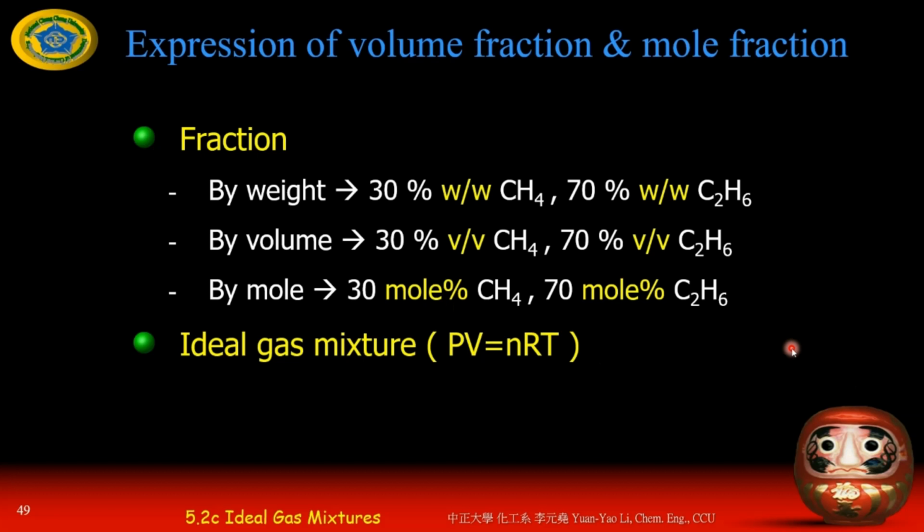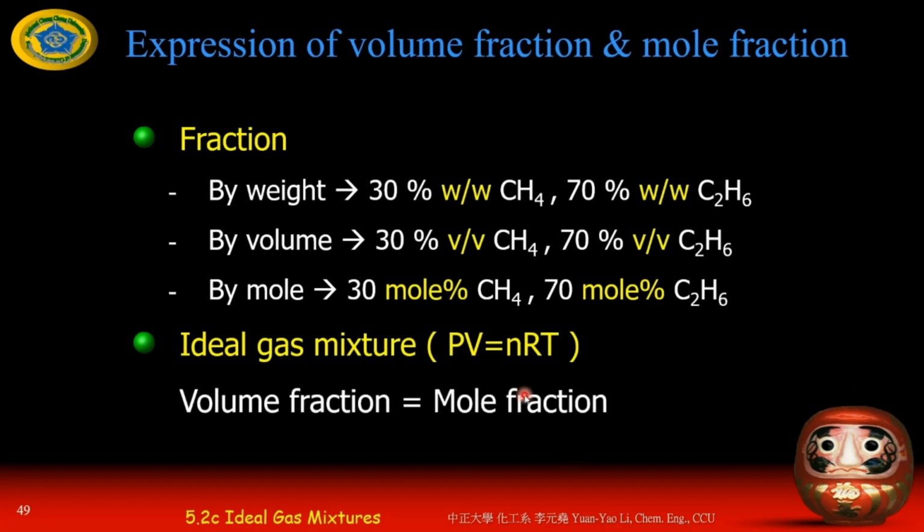However, for an ideal gas mixture, because PV equals nRT, the molar fraction will be equal to the volume fraction, because this is proportional. So when we talk about 30% of CH4 by mole, it will be equal to 30% of CH4 by volume. That will be the same. We just talk about the gas form, okay?